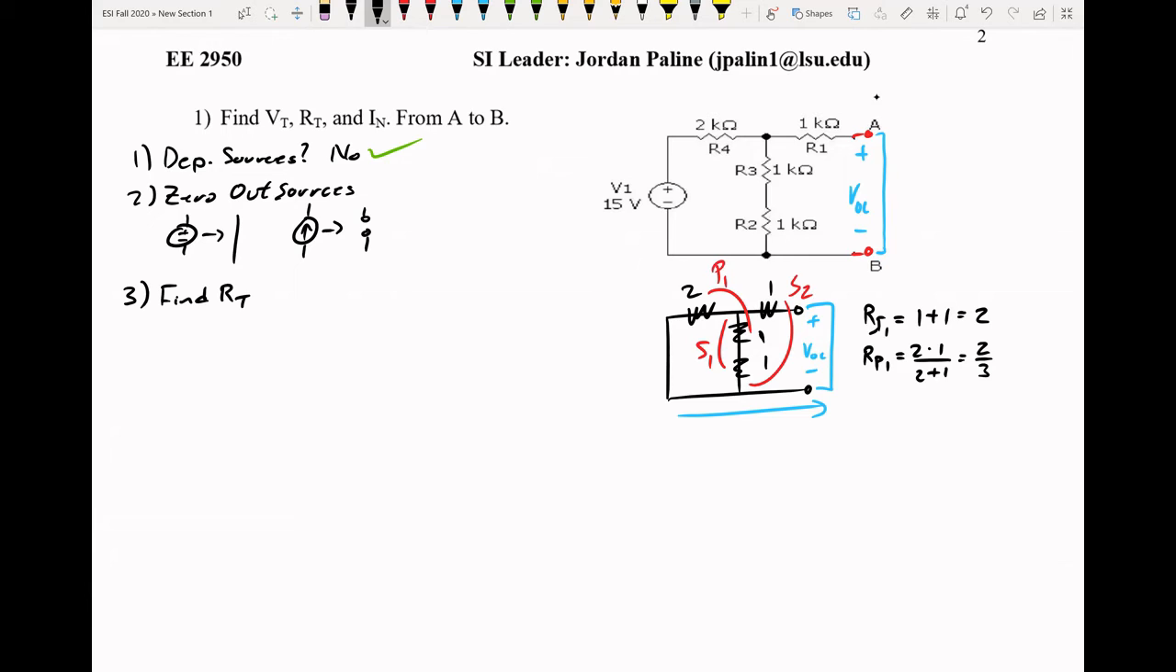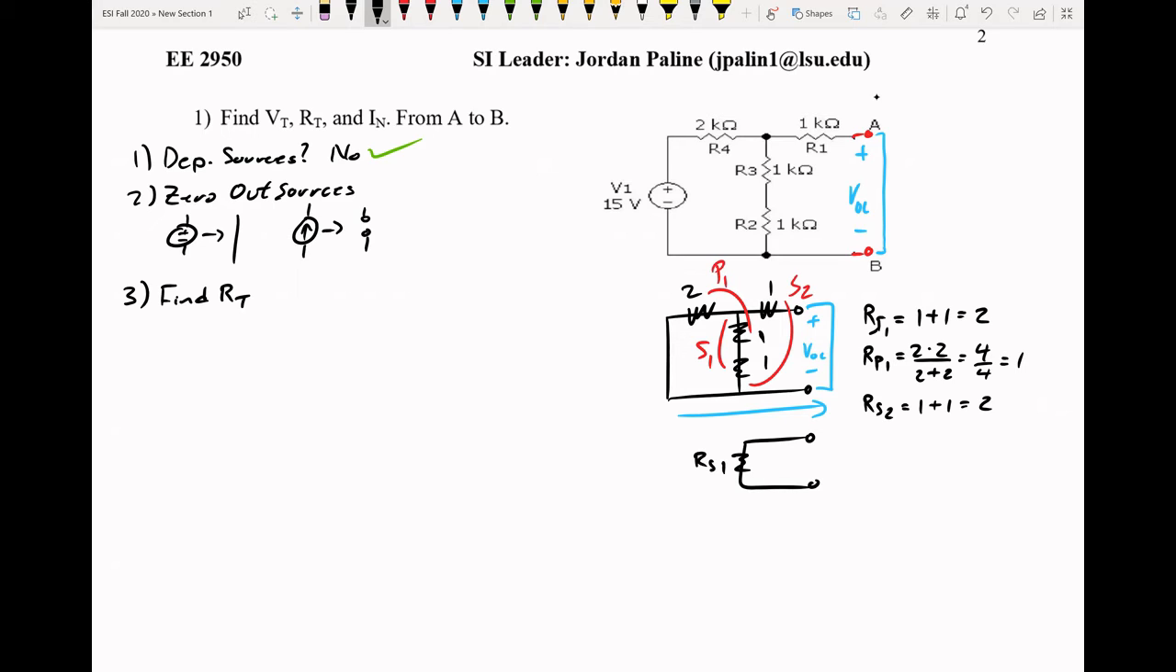I'm sorry, that should be 2. 2 times 2 over 2 plus 2. So this will be 4 over 4, which will give us 1. Then our series 2 will be 1 plus 1, which will give us 2. And then finally, this is what we will end up with.